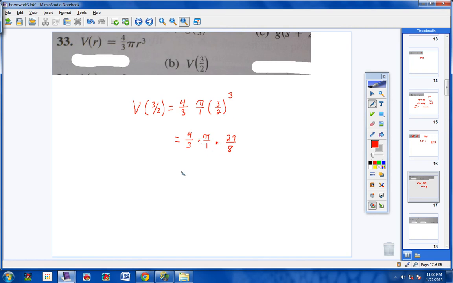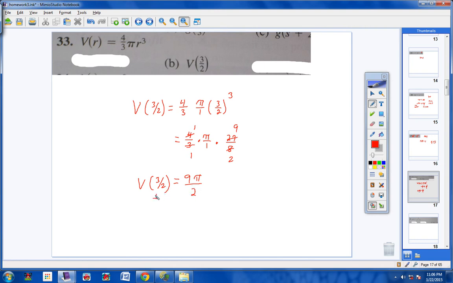Now, let's do some quick cross-canceling. 4 would cancel into 8 2 times. 3 would cancel into 27 9 times. So I have 1 times pi times 9. 1 times 9 times pi. 9 pi. 1 times 1 times 2. 2. So V of 3 halves equals 9 pi over 2.